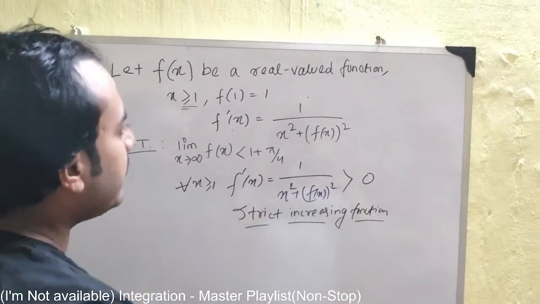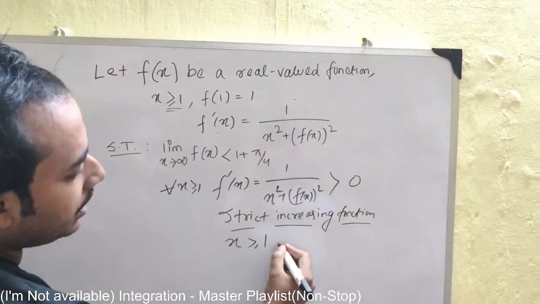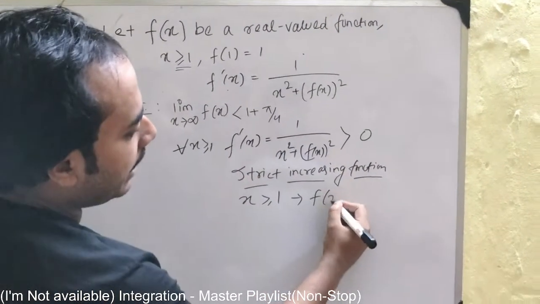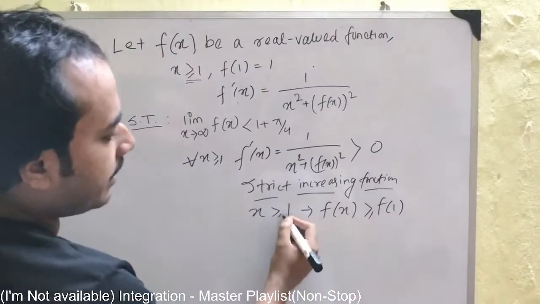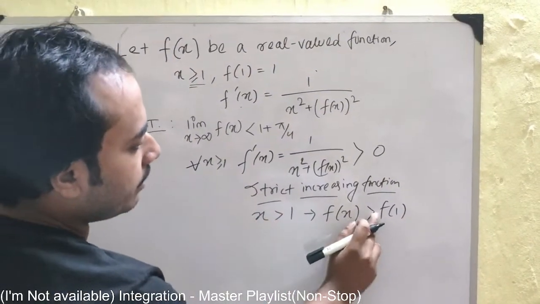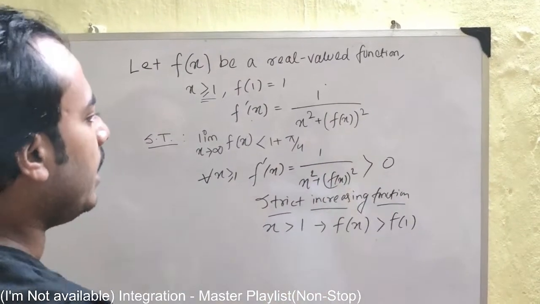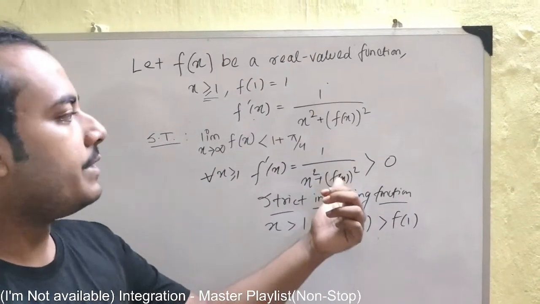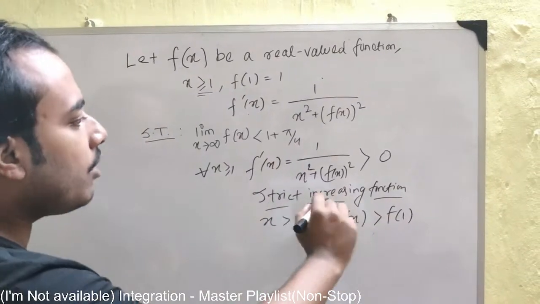And what does that mean? That means that for x greater than or equal to 1, we will have f(x) greater than or equal to f(1). So for x greater than 1, actually we can do this only, because for x equal to 1 the equality holds, and then we have strict inequality, right? This thing cannot be 0, so we have a strictly increasing function and not a normal increasing function.